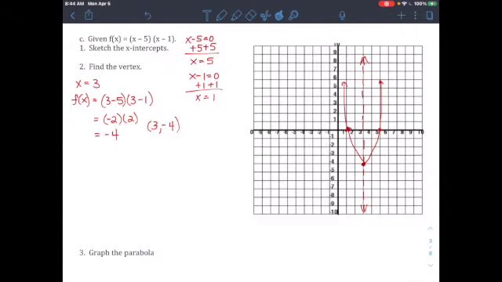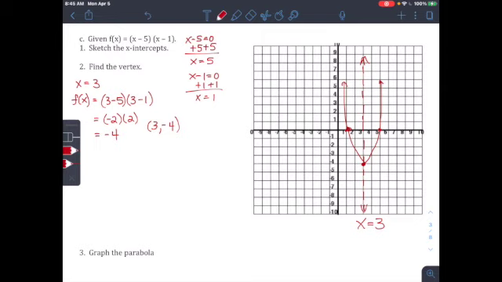C says graph f of x equals x minus 5 times x minus 1. So your x-intercepts are going to be x equals 5 and x equals 1. I graphed it right here on the number line. Then I take the symmetry line, which is going to be in between the 1 and the 5. So that symmetry line becomes x equals 3. I just cut it in half.